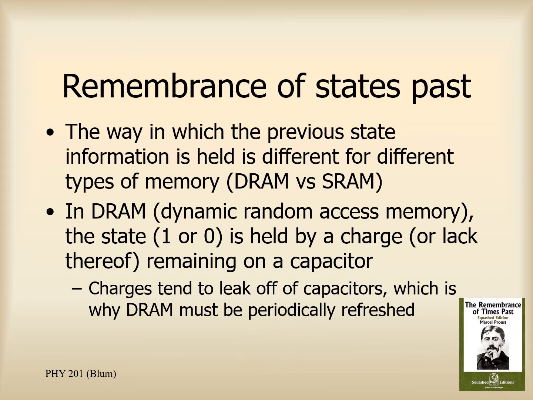There are basically two categories of memory, SRAM and DRAM, static RAM and dynamic RAM, and these types of memory differ in the way in which they hold the state. In DRAM, dynamic random access memory, the state, the 1 or the 0, the high or the low, is held as a charge on a capacitor. So the capacitor is either charged or it is not charged. But charges tend to leak off a capacitor, and that's why dynamic RAM is dynamic. So the charge is leaving, and then it will need to be periodically refreshed.